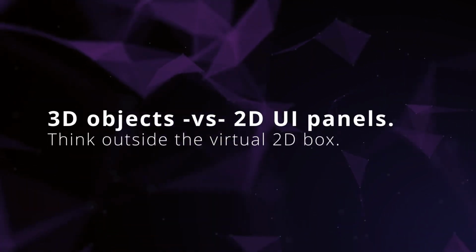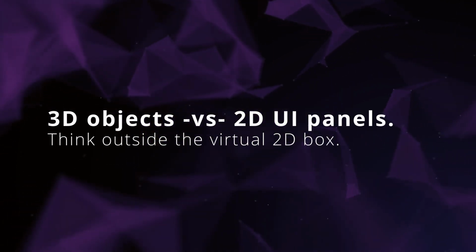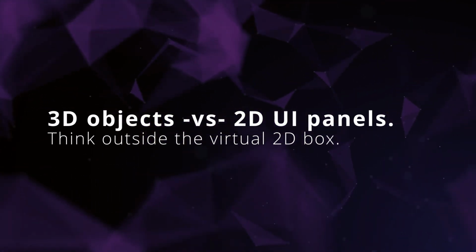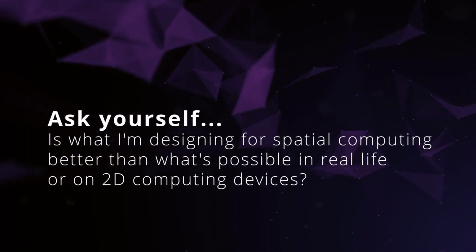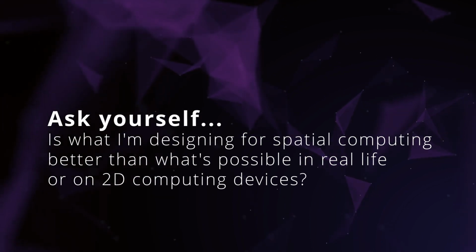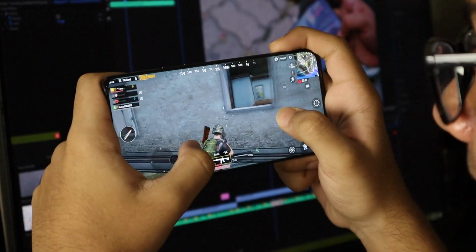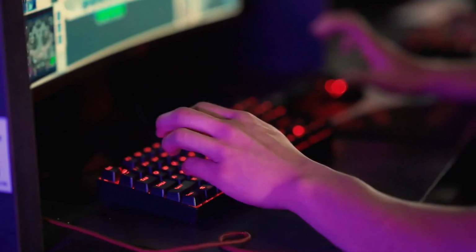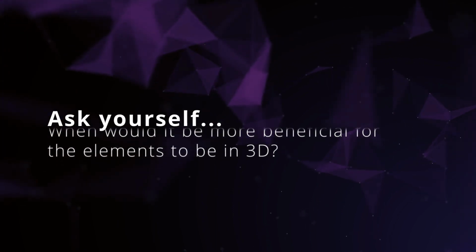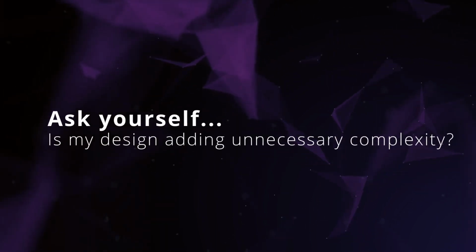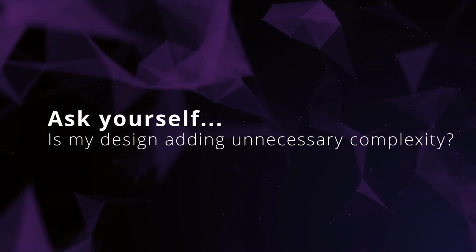As far as 3D objects versus 2D UI, I do recommend that you challenge yourself and think outside of the virtual 2D box when you're creating spatial experiences. Ask yourself, is what I'm designing for spatial computing or immersive experiences better than what's possible in real life or in 2D devices like phones, consoles, or computers? When would it be more beneficial for elements to be in 3D? Would it take more steps to pull up a 3D object from a 2D screen than it would to just show the 3D object and let people interact with it directly?